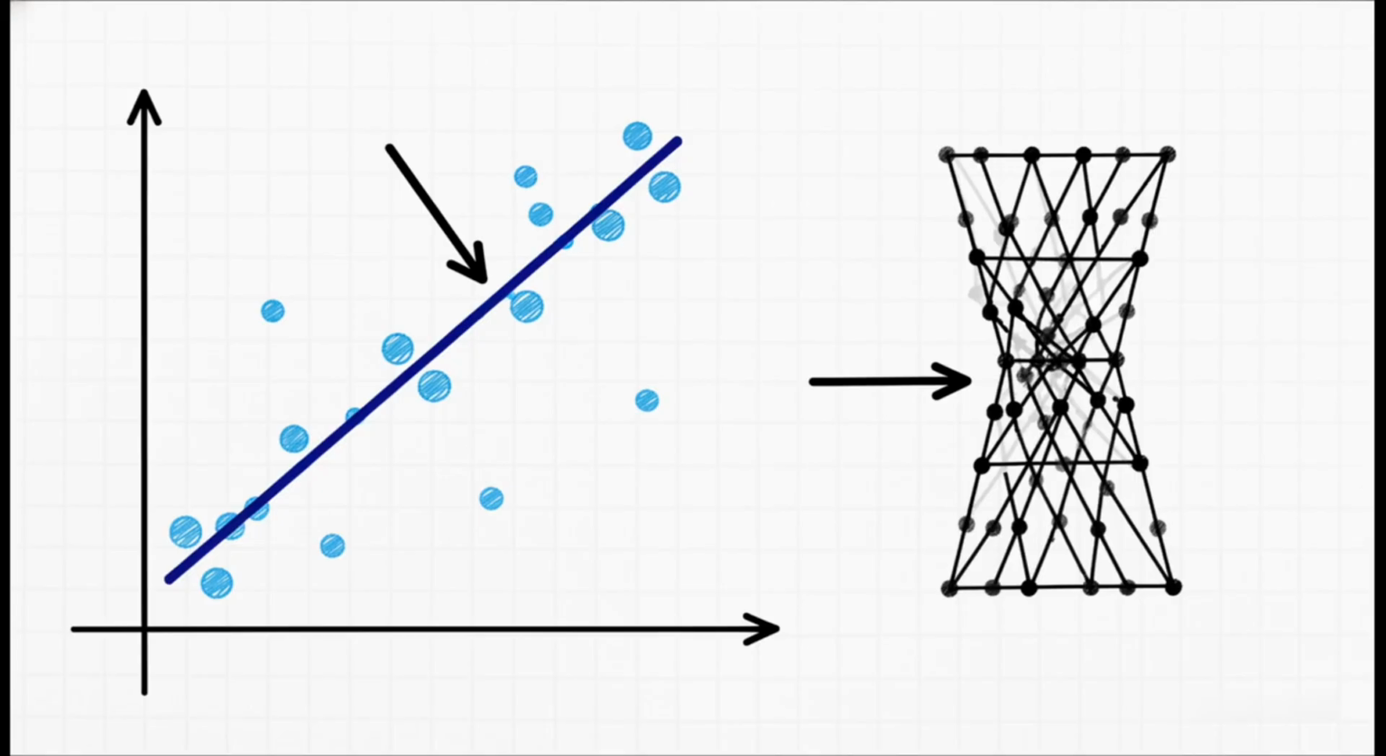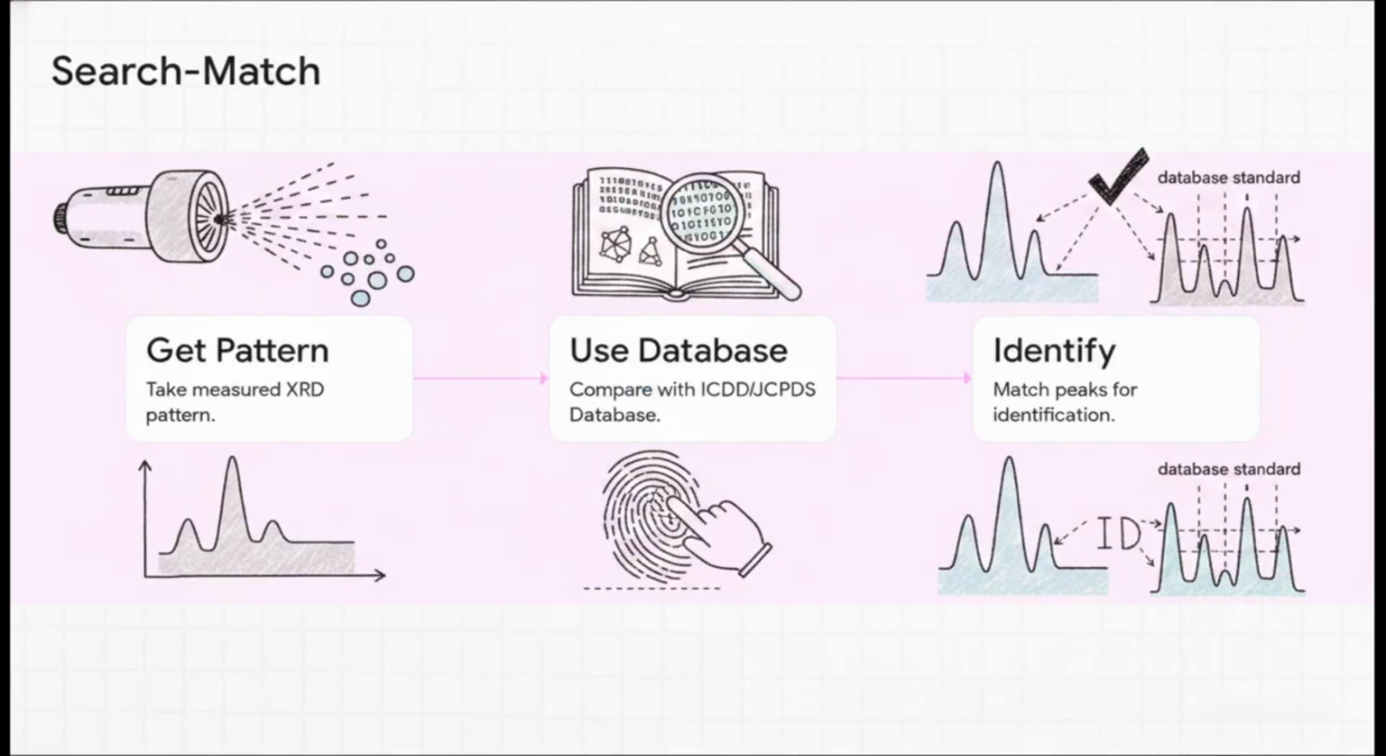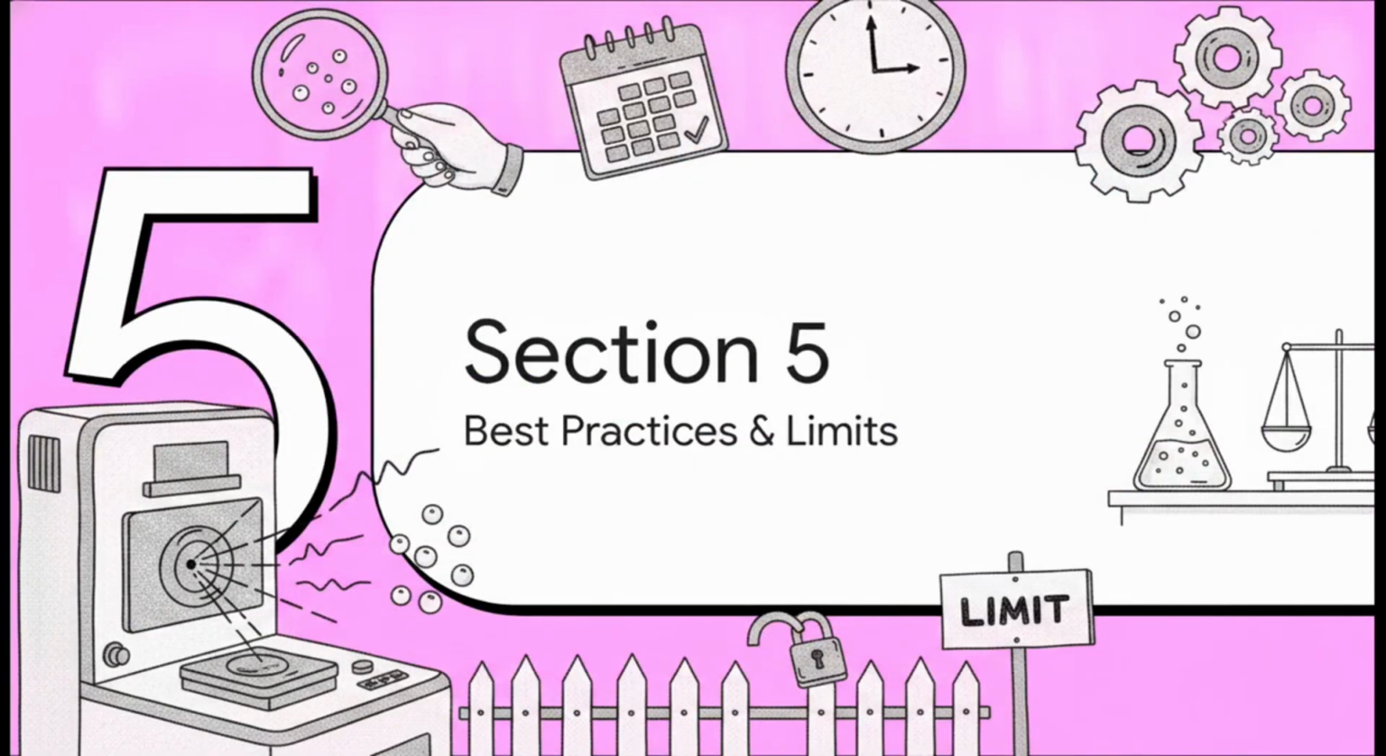Pretty neat, right? Okay, aside from the dimensional math, we also need to know what material we actually made. Enter phase identification, or the search-match process. It's kind of like dusting for fingerprints. You just take your measured XRD pattern and compare it against standard, known databases like ICDD or JCPDS. By matching your mystery peak positions and intensities to these established standards, you can positively identify the exact phase of your synthesized material.